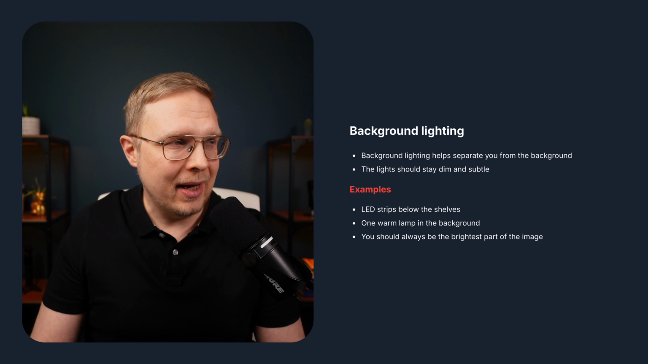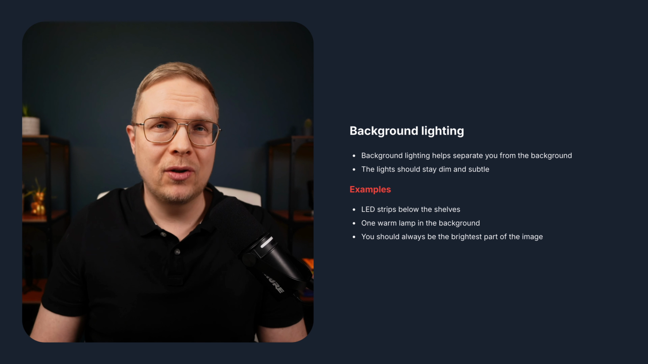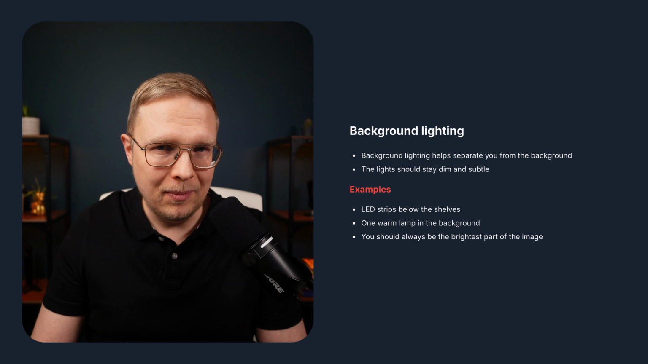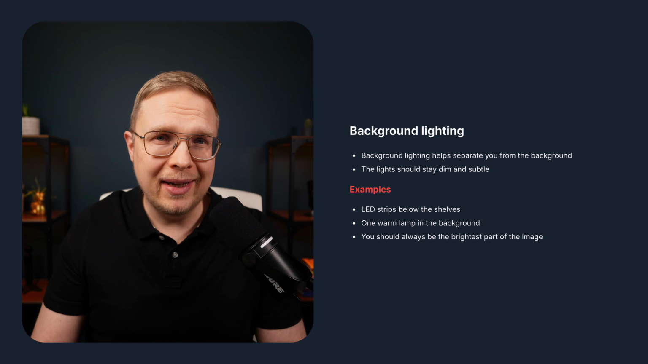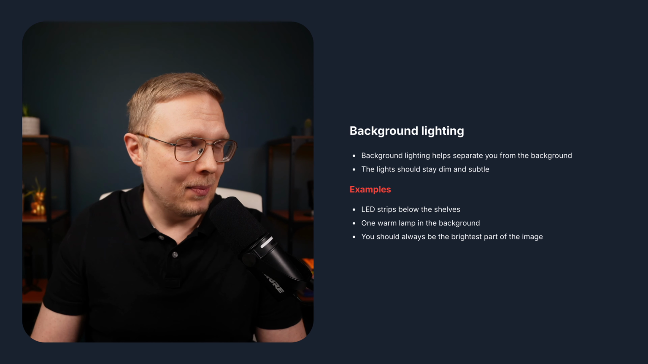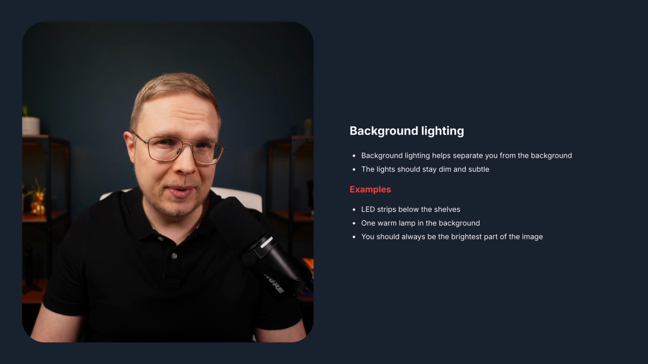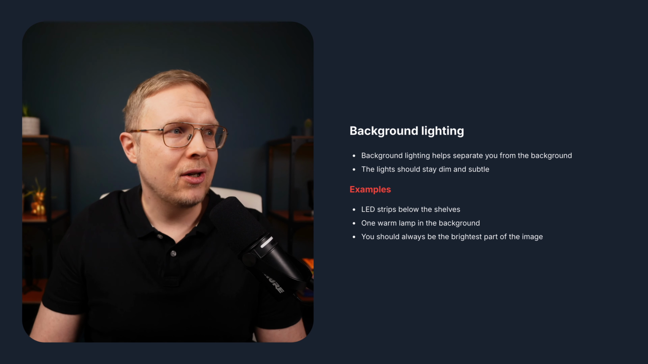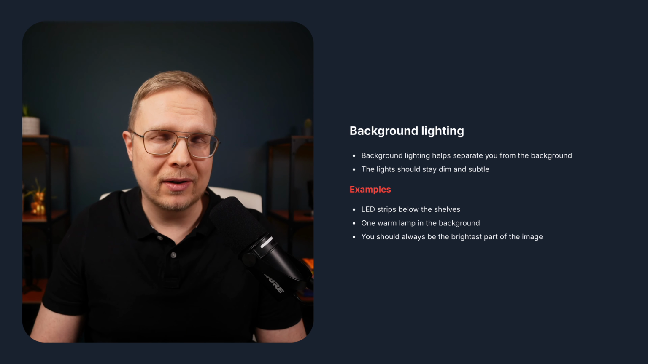Background lighting helps separate you from the background, and the lights should stay dim. They are not meant to light you, they are just there to add depth. For example, you could add LED strips under or behind shelves, and one warm lamp somewhere in the background, and you should always be the brightest part of the image.